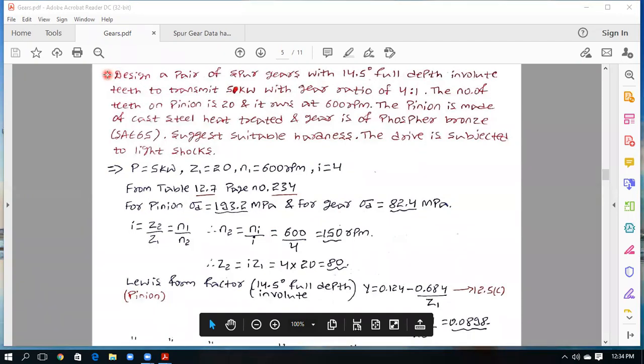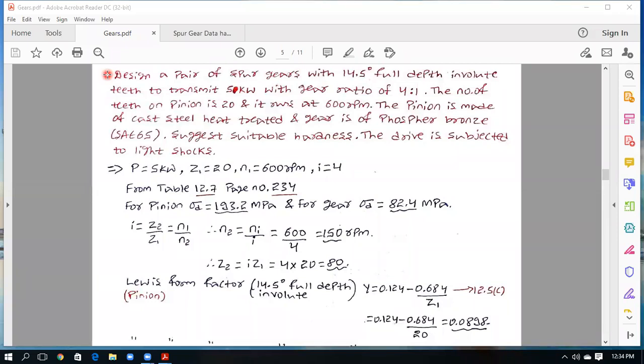Design a pair of spur gears with 14.5 degree full depth involute teeth. Whatever the angle is given, that is alpha, it is given as 14.5 degrees. This is the full depth involute teeth to transmit 5 kilowatt. Power P is given, it is going to transmit 5 kilowatt, with a gear ratio. Gear ratio is denoted by I, and you have the formula for this gear ratio. He has given the gear ratio as 4:1, which means I is equal to 4.